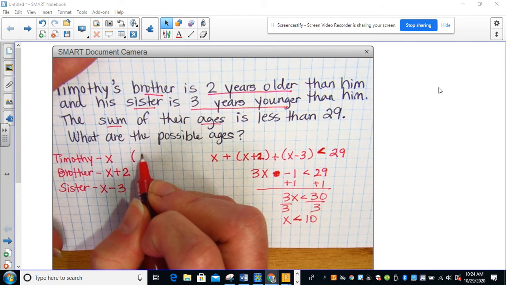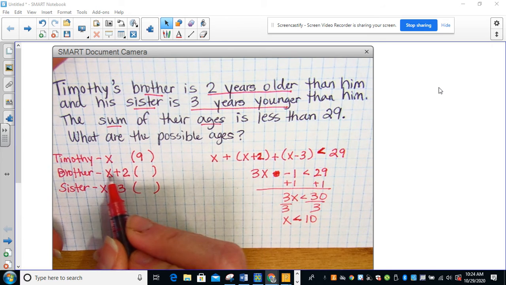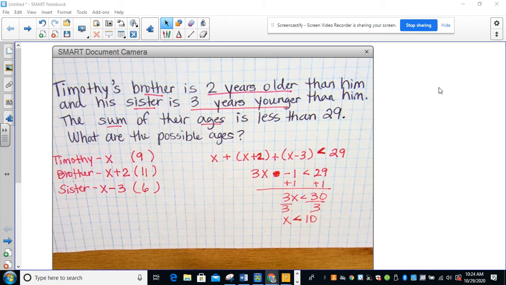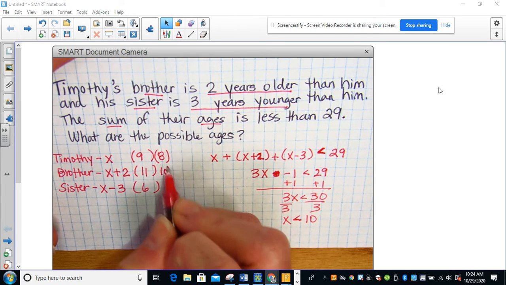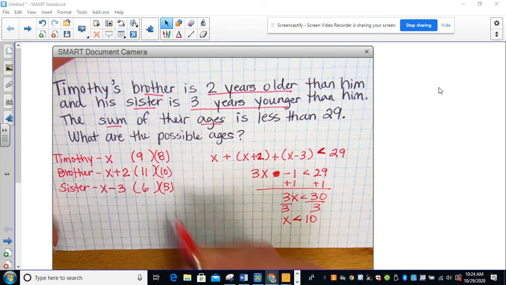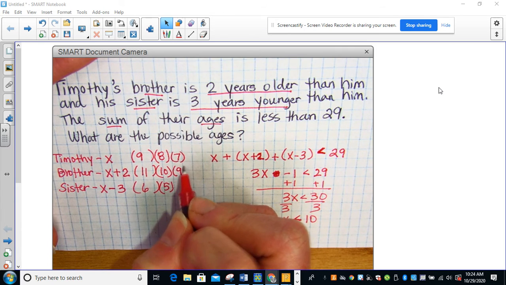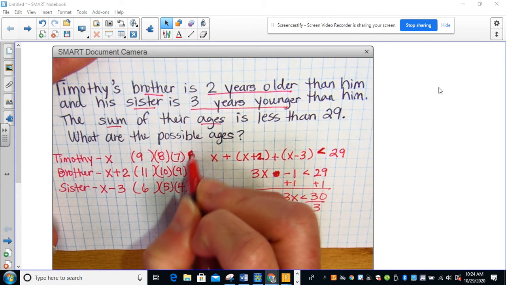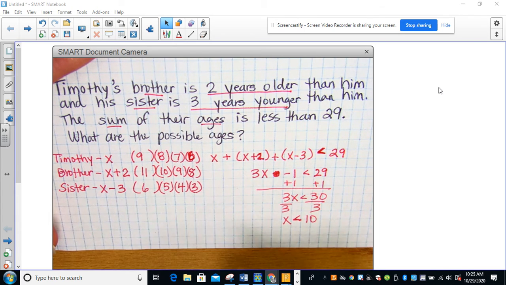Could he be 9? If he's 9, then 9 plus 2 is 11. 9 minus 3 is 6. So that would work, and they would add up to be less than 29. Another one less than 10 would be an 8. If he's 8, 8 plus 2 is 10. 8 minus 3 is 5. Notice the pattern we have going on here. So 7 would be 9 and 4. He could be 6 years old, and that would be an 8 and a 3.